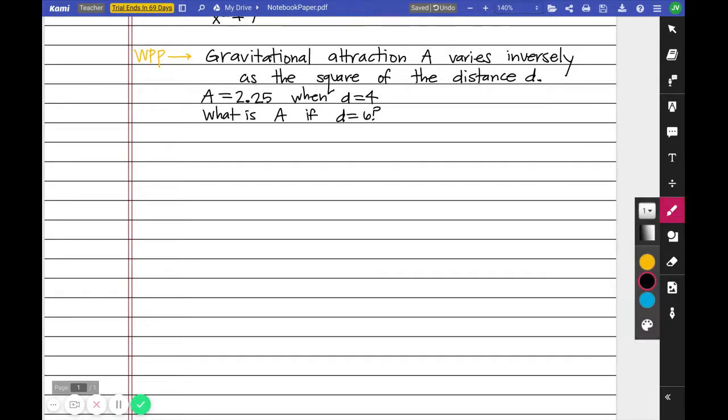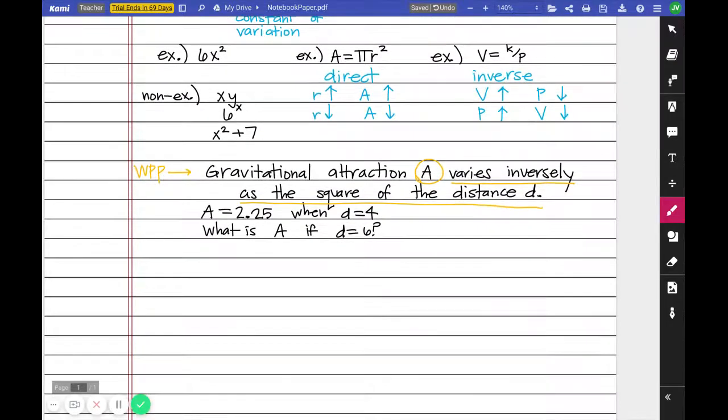a little bit. Because, oh my gosh, the words are so important. Attraction A varies inversely as the square of D. So I'm going to come back up here real quick. Inverse variation means that we're doing some dividing, right? Inverse variation involves dividing. We are multiplying when it's direct.